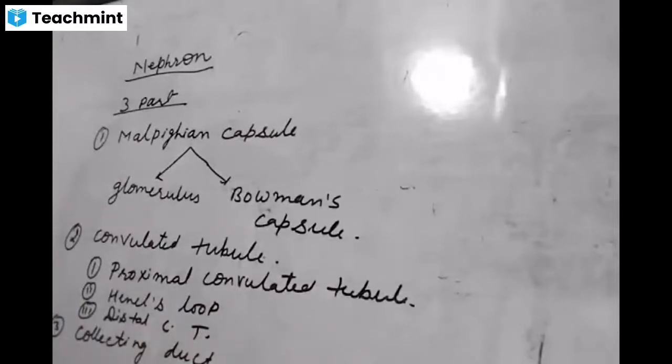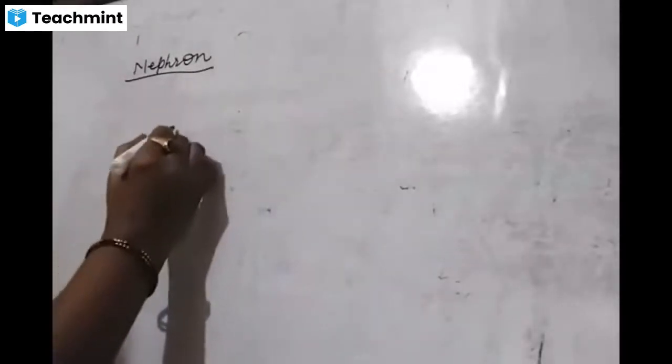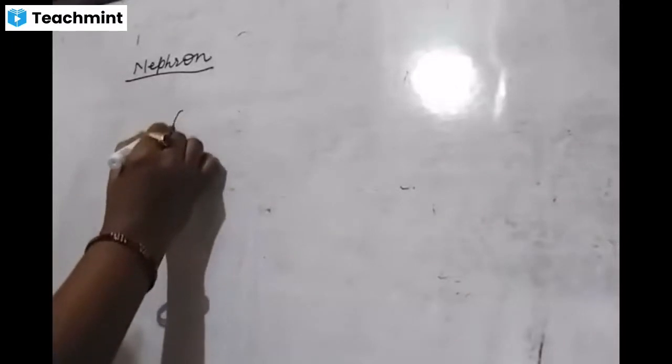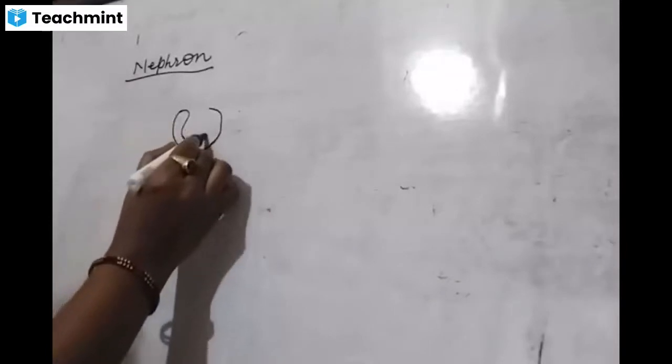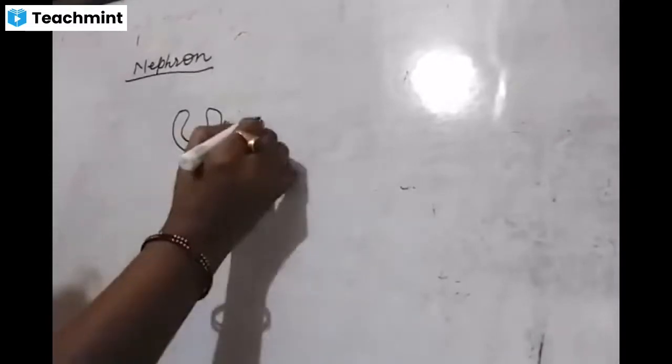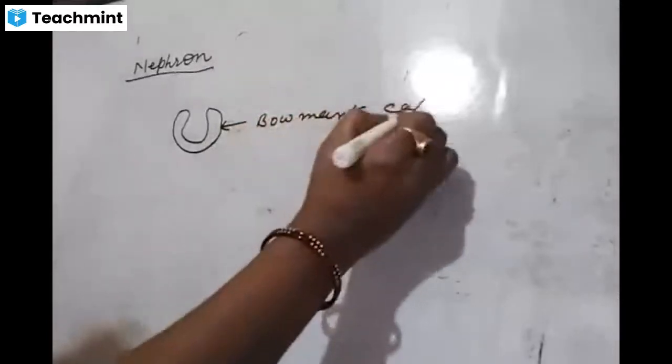Now you see the structure of this nephron, complete nephron, where we will label these parts. Okay, so the Malpighian capsule contains Bowman's capsule. As the name is saying, this Bowman's capsule is a cup-like structure. This cup-like structure, beta, is called Bowman's capsule.